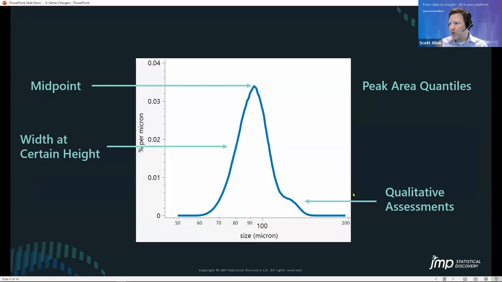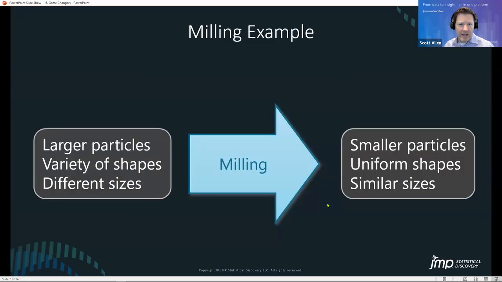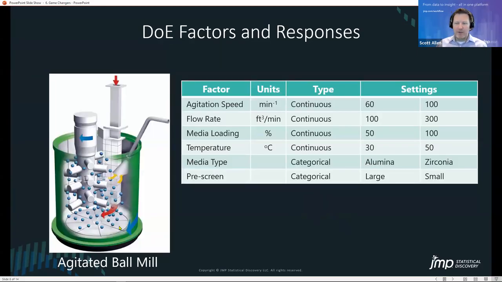And it's a really cool technique that we can now do in JMP. The example that I'm going to talk through is a milling example. We're going to optimize the particle size distribution, and milling is really just taking large particles with a variety of shapes and sizes and making them into smaller particles with more uniform features.